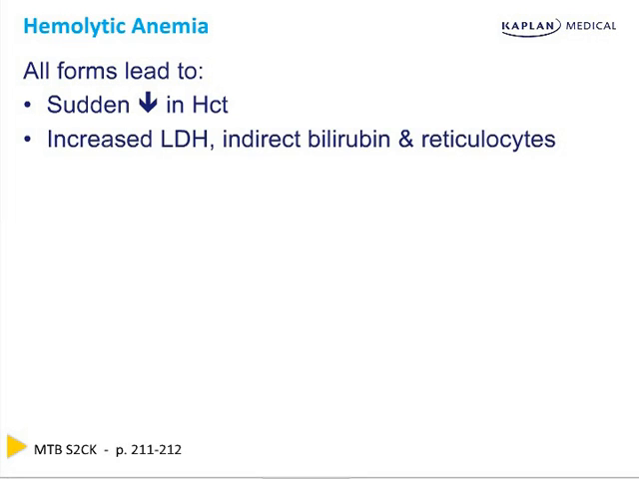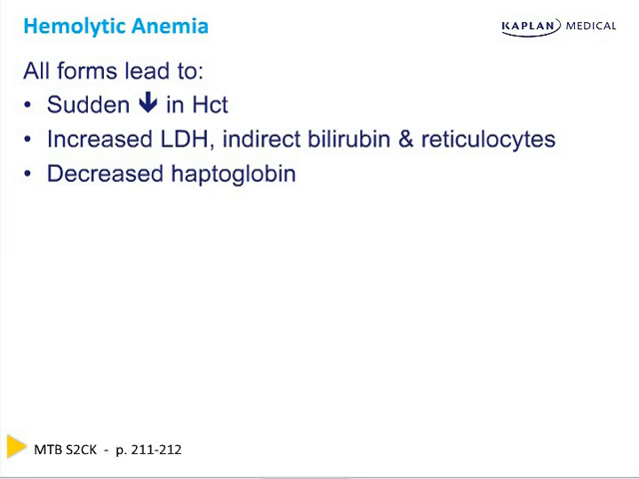You get an increased indirect bilirubin because newly released hemoglobin needs time to be recycled, and reticulocytes will go up. Now, it may need a couple days for the reticulocytes to go up, but they will go up in a day or two or three, and they all can decrease the haptoglobin. Even the extravascular ones, even the ones that are happening inside the spleen, can decrease the haptoglobin.